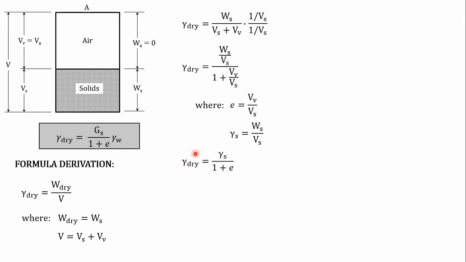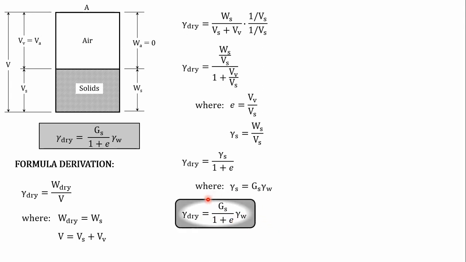So unit weight dry is equal to unit weight solids divided by 1 plus E, where unit weight ng solids is equal to GS times unit weight ng water. So magka-come up siya ng ganito: unit weight dry is equal to GS over 1 plus E times unit weight of water. So that is the formula. Itong formula to gamitin natin.